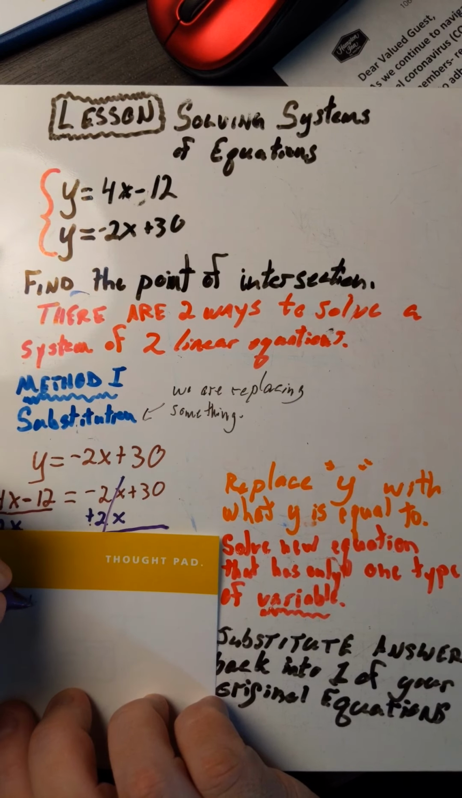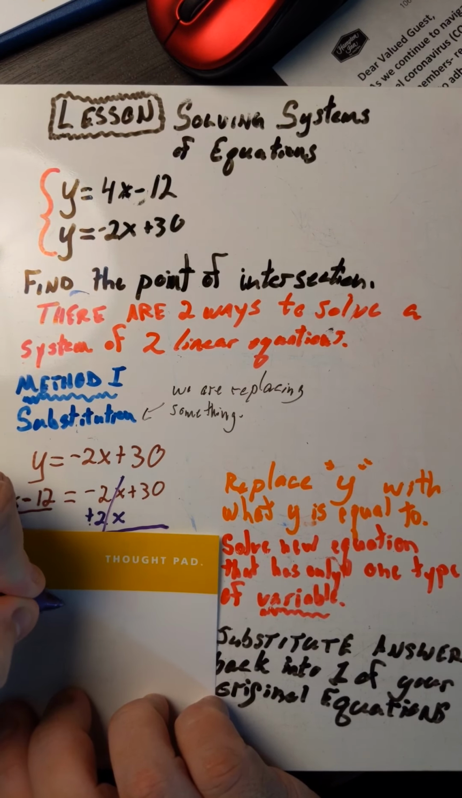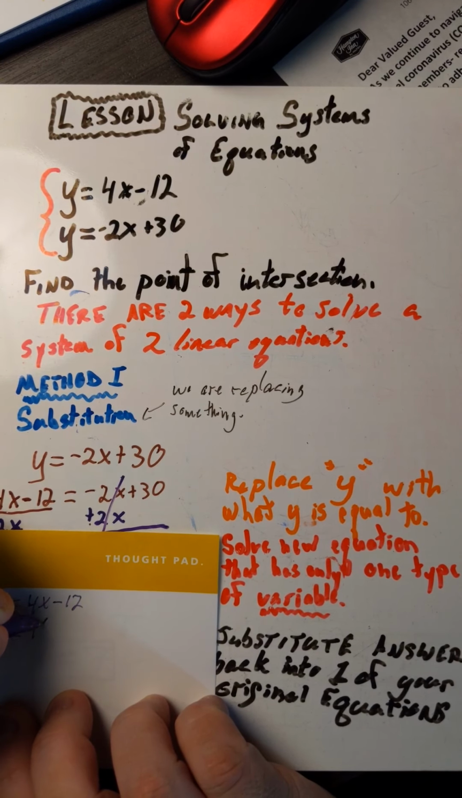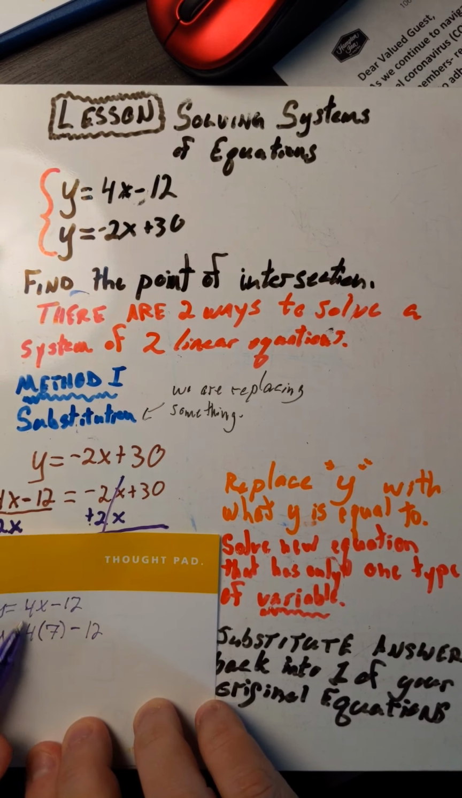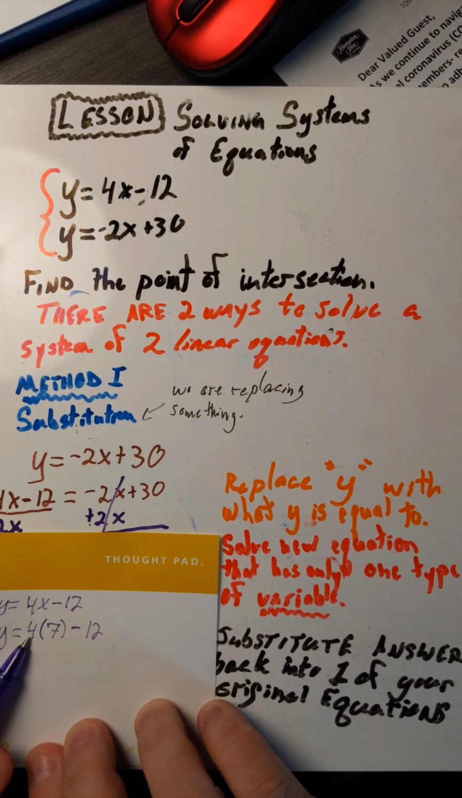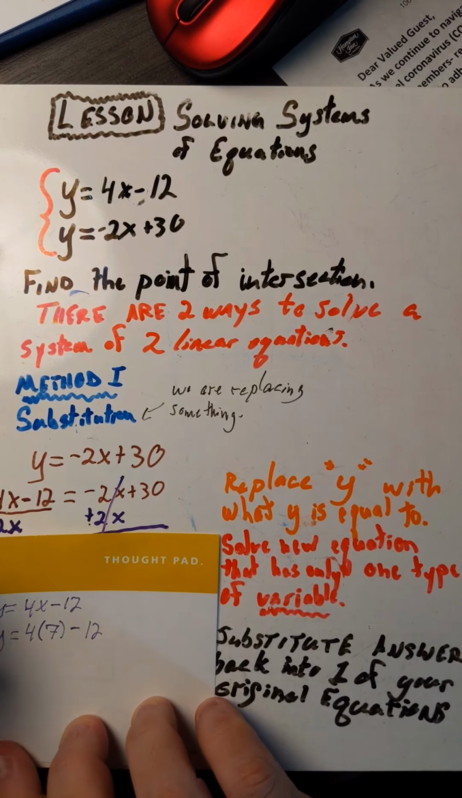So y equals 4x minus 12. That becomes y equals 4, and x is going to get replaced with 7, because that's what we figured out our x value is. And then, of course, minus 12. Notice the equation, nothing changed except for the x value. Everything else stayed exactly the same. The 4 doesn't go away. It's still there. So now we just need to solve this equation.